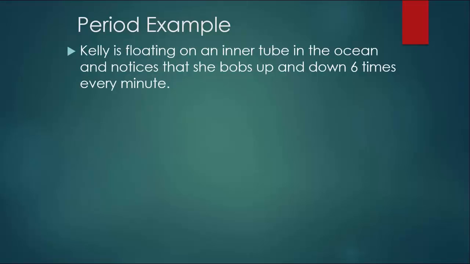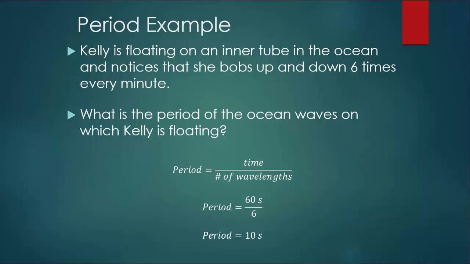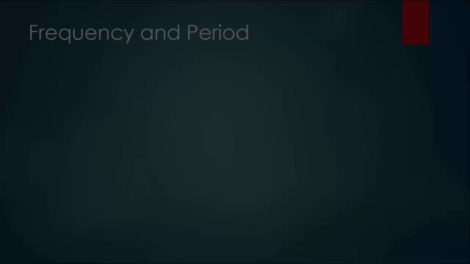Kelly is floating on an inner tube in the ocean, and she notices that she bobs up and down 6 times every minute. Each time she bobs up and down, that's one complete oscillation, that's one wavelength. So we can figure out the period of the ocean waves if we do a little math. Period is the total time that has passed divided by the number of wavelengths or oscillations produced within that time. The time she measured was 1 minute, so 60 seconds, divided by the 6 complete oscillations she observed gives us a period of 10 seconds. So she bobbed up and down in 10 seconds, and then bobbed up and down again in another 10 seconds, and so on and so forth.